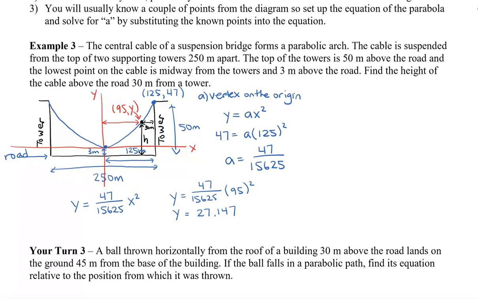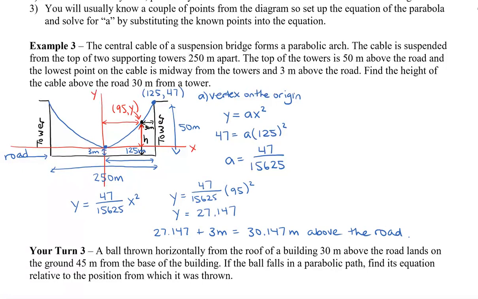Okay, now remember that is a point that is based on our x and y axis. So that y value actually is only the height or the distance from here to my x-axis. So we need to take this number, the 27.147, and we actually need to add another 3 meters to get the height above the road. Because remember, the road is actually this bottom black line here. So adding that together, we get 30.147 meters above the road.